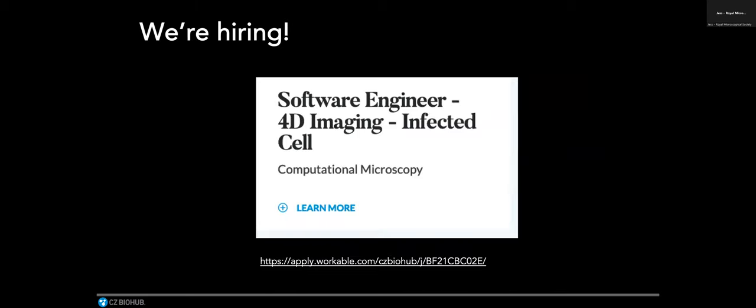And in the end, I just want to point out that we are hiring a software engineer who will be extending these tools in 4D. We have the optical designs, we have the algorithms. What we need to do next is to control the microscope, drive it hard, and integrate all of these algorithms in a pipeline that can be used efficiently, both for acquisition and reconstruction. So if you or your colleagues are excited about this, please do reach out. And thank you so much.